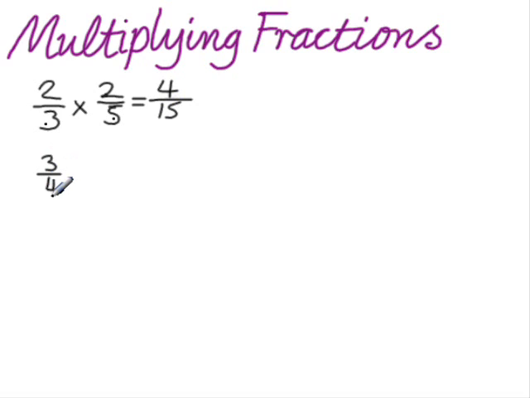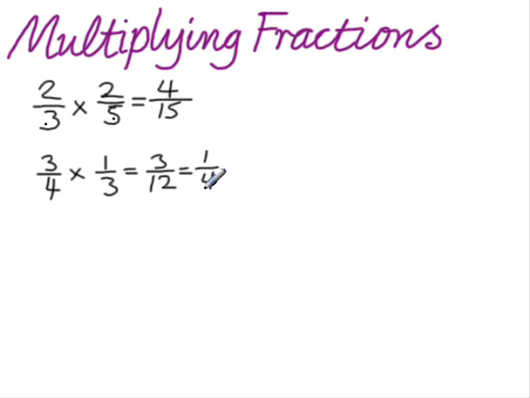3/4 times 1/3. Again, let's multiply the numerators. 3 times 1 gives us 3, and 4 times 3 gives us 12. Can that be simplified? Oh, yes, it can. We can divide both 3 and 12 by 3, and we'll get 1/4. So the final answer is 1/4.